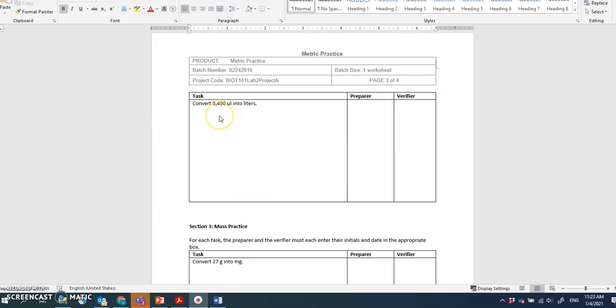Again, 9496 microliter into a liter. Now it's not milliliter, it's a liter. So 1 liter equals 1 million microliter. So it's the other way around. So you have to divide 9496 by 1 million. That's going to be the liter.